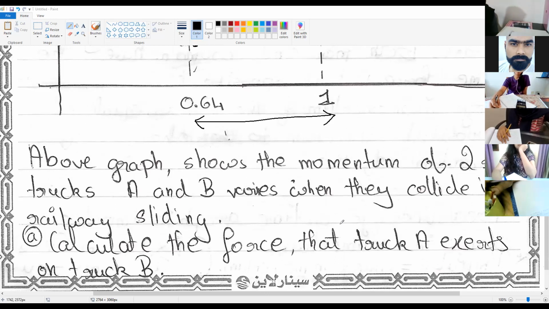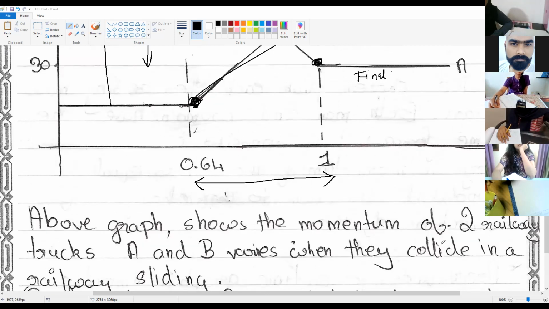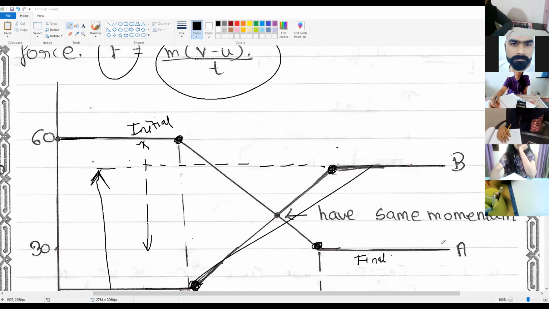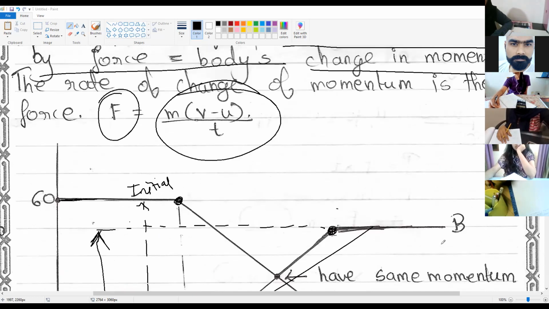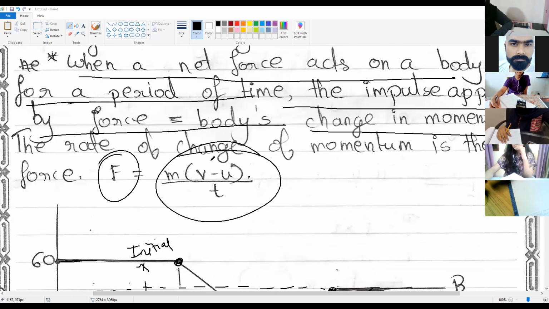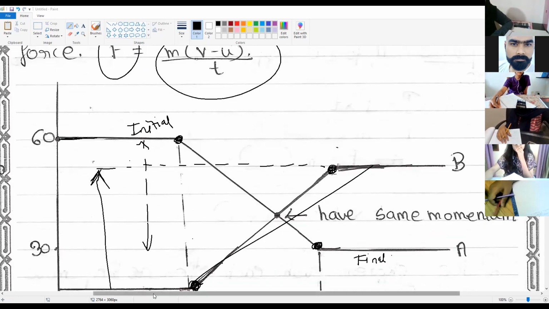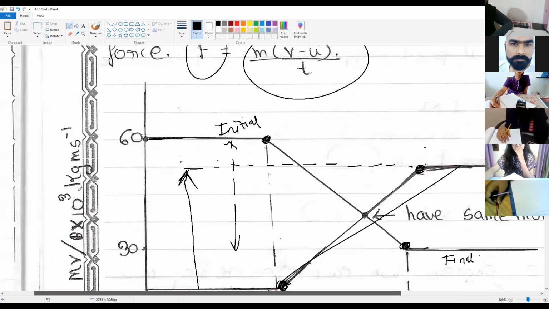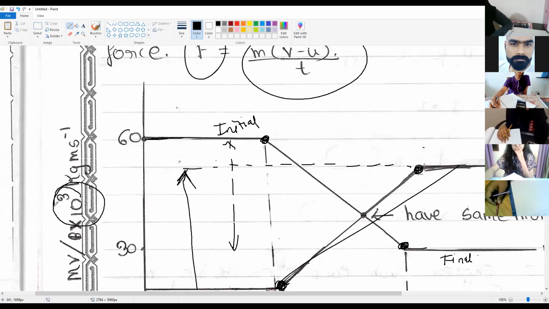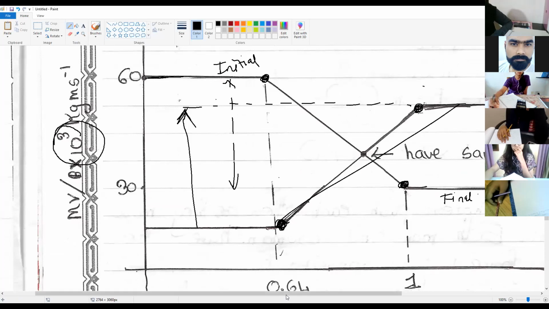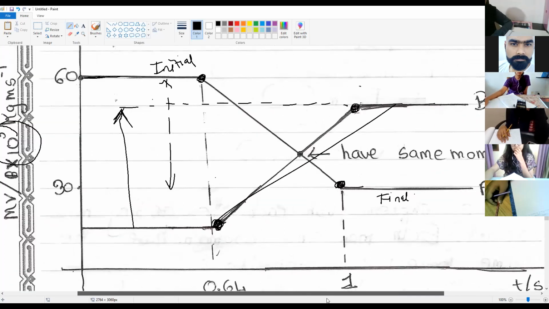Yeah, they all are active. Okay, now they said calculate the force that truck A exerts on truck B. I need to know the force, which is the rate of change of momentum. What is the formula for force? F is equal to mv minus mu divided by t. Here we don't need to compute mv minus mu separately, because they have given us the momentum values, which are in 10 to the power 3. Can you see? Let's see the values of truck A.